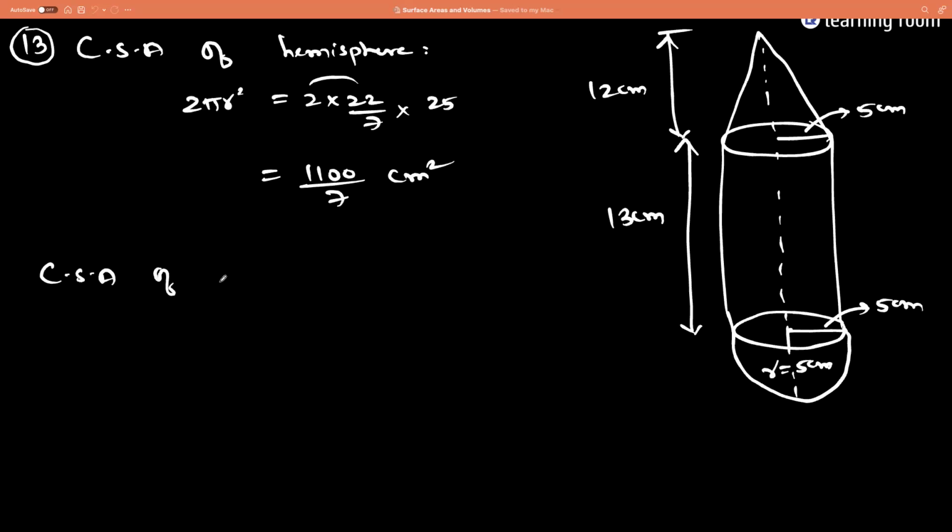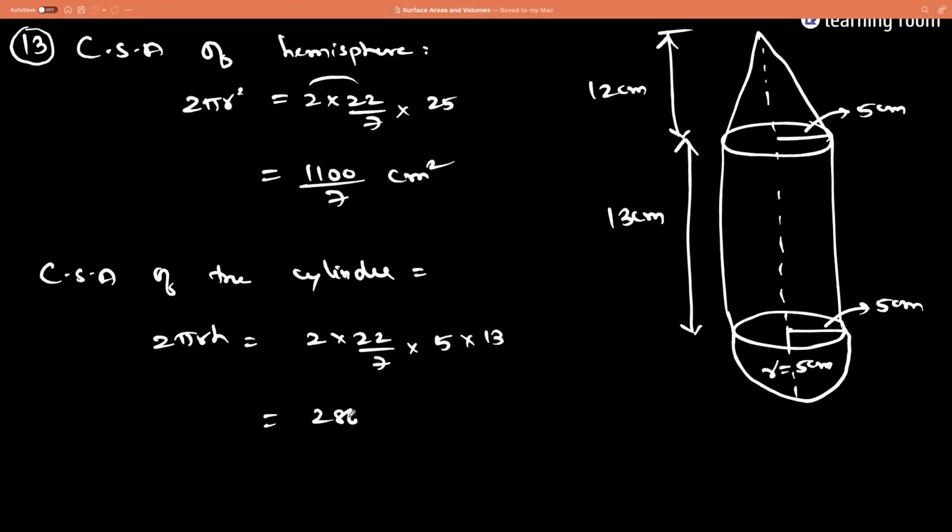Similarly, if I take the curved surface area of the cylinder, what is it going to be? Curved surface area of the cylinder is going to be 2 pi r h. So that will be equal to 2 into 22 by 7 into r is 5 into h is 13. So when you multiply, you will get 2860 divided by 7 centimeters square. Similarly, what is going to be the curved surface area of the cone?